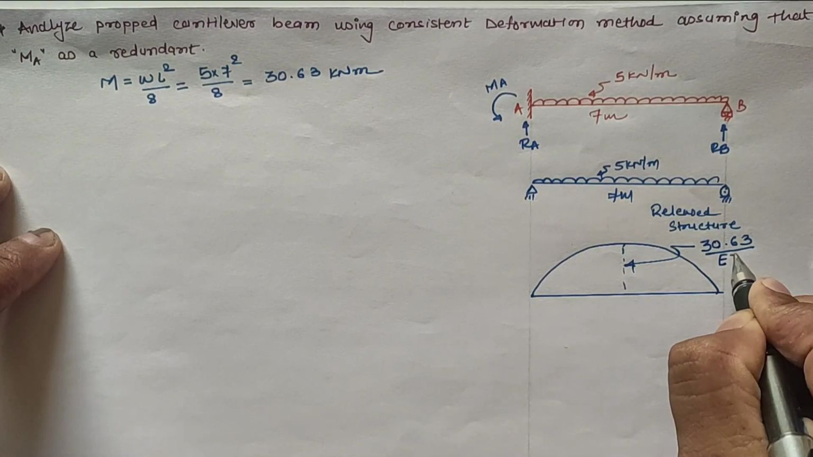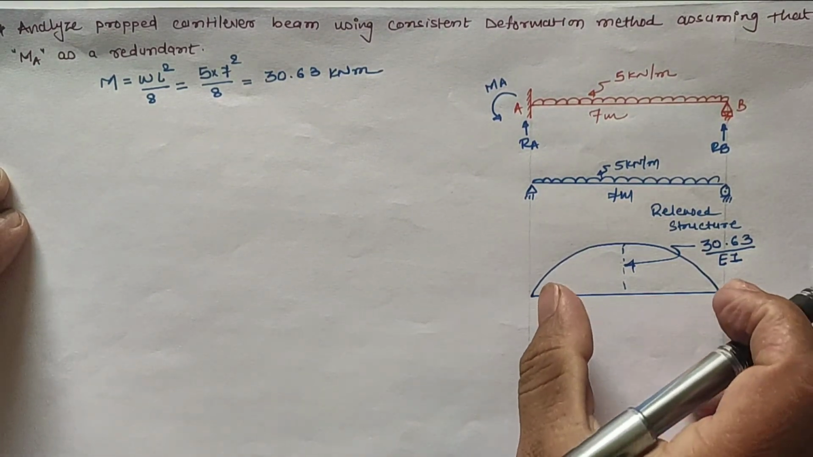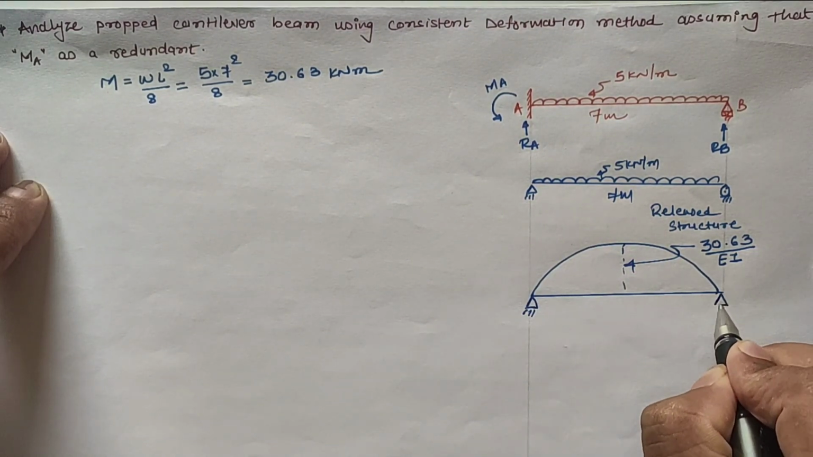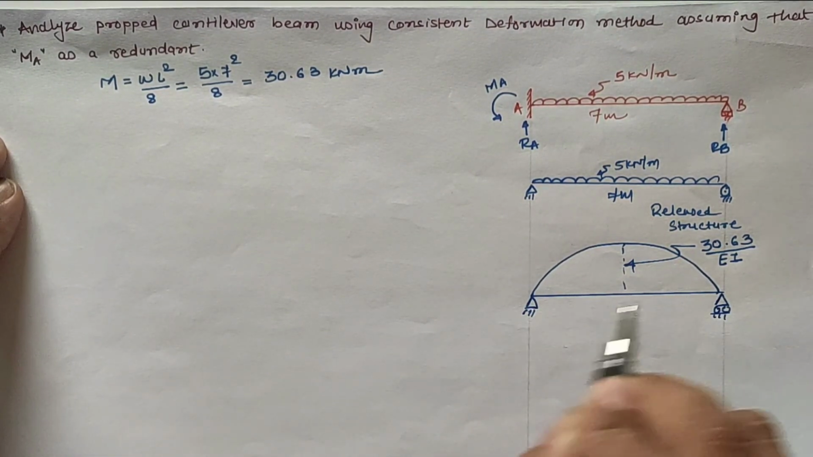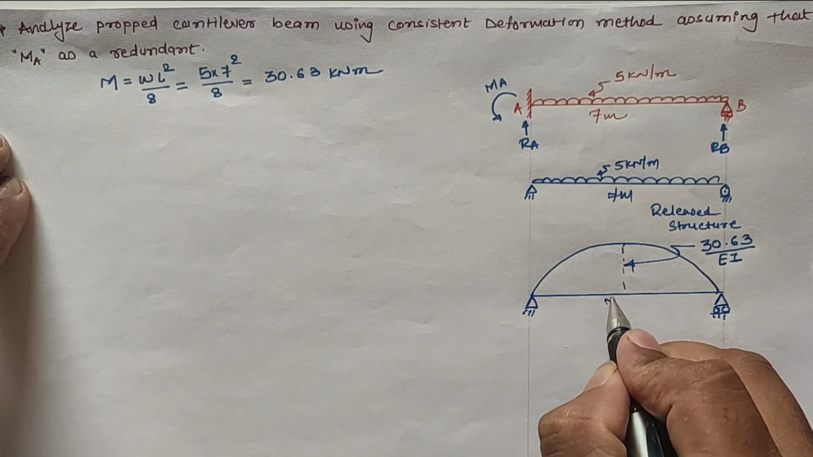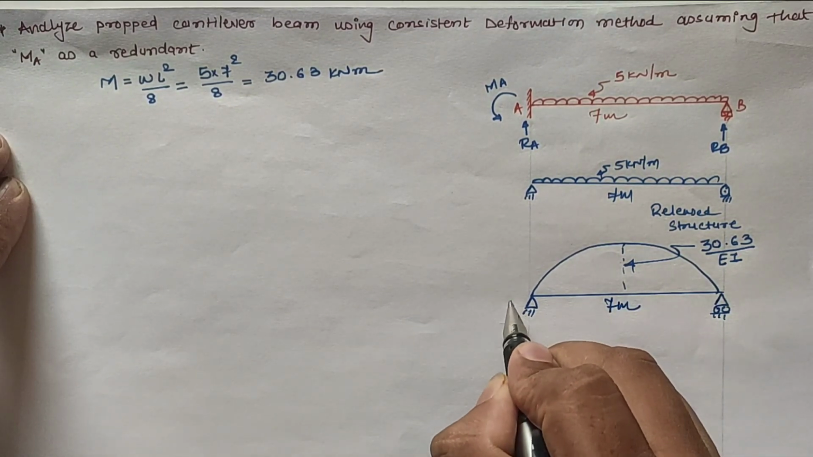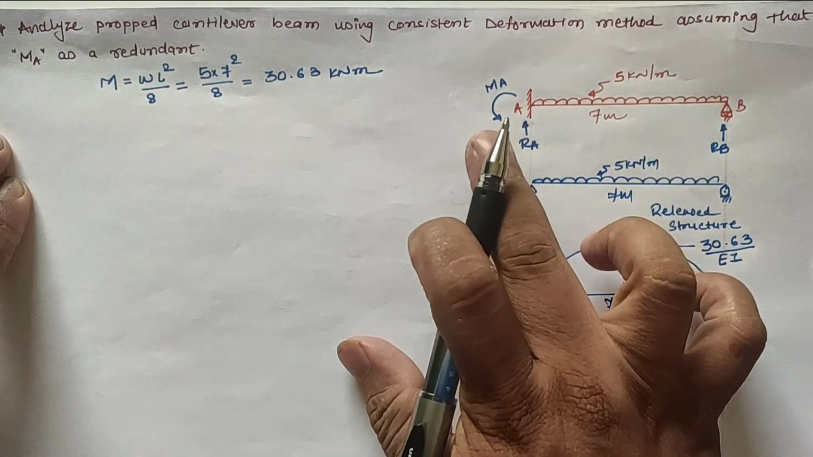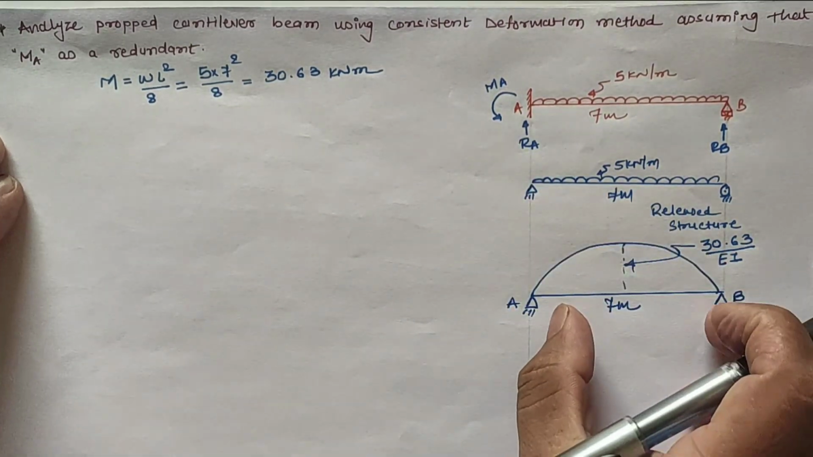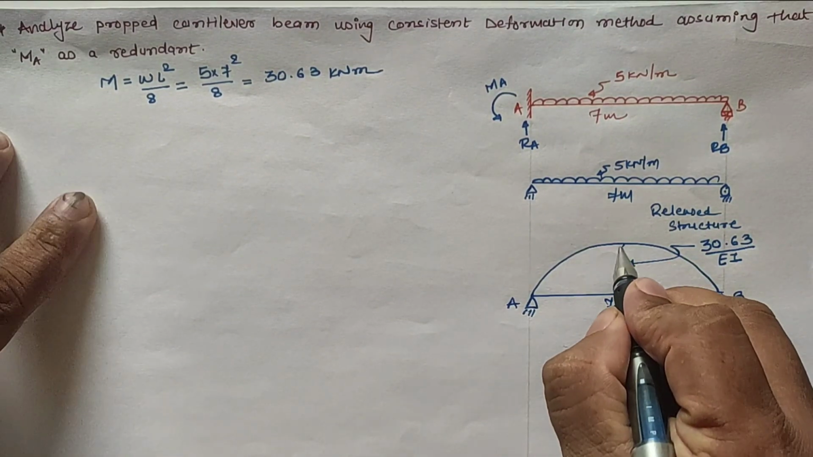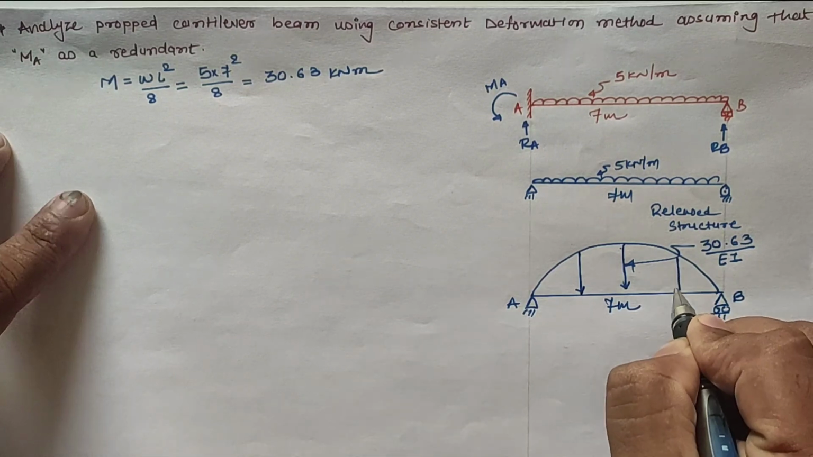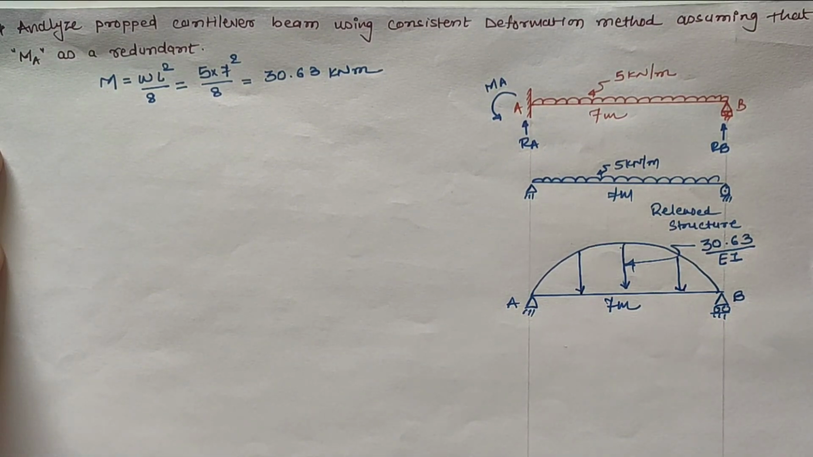It is the M over EI diagram, and in the conjugate beam, the roller support and hinge support remain as they are. It means there is no change in the roller and hinge support. So our conjugate beam for the given propped cantilever beam after assuming MA as a redundant is as shown in the figure, where the M over EI diagram is nothing but the loading of the given conjugate beam.